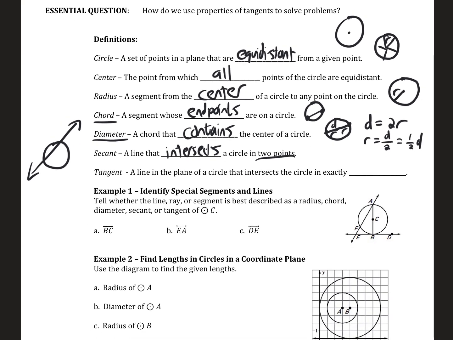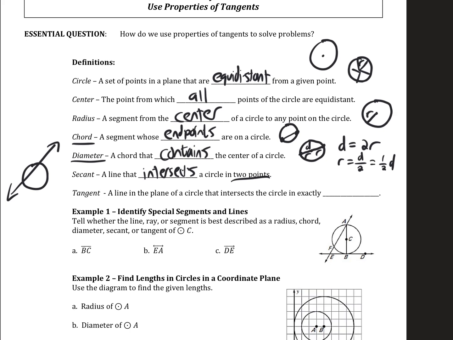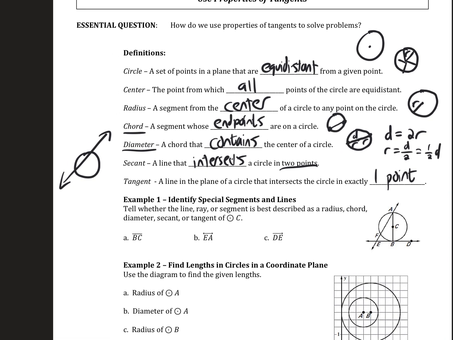A tangent intersects the circle at exactly 1 point. How many points? 1 point. This is a secant right here. A tangent is similar, except it's only going to intersect by touching the edge like this. So we intersect at 1 point, and that's going to be a tangent.